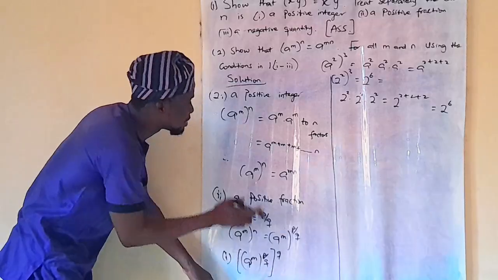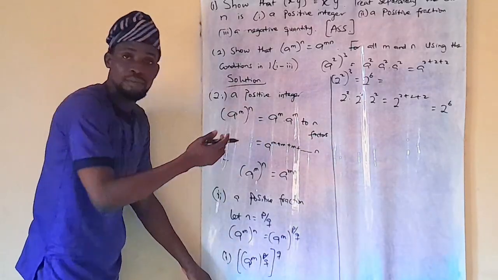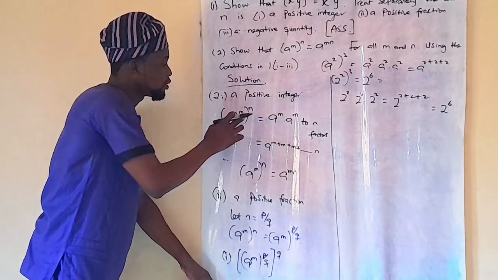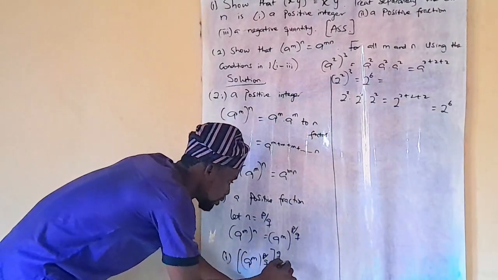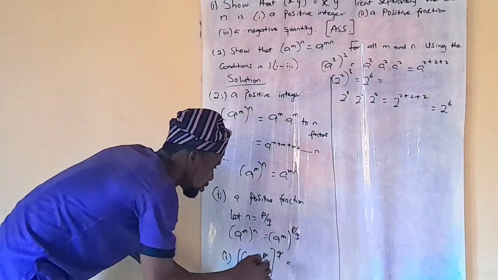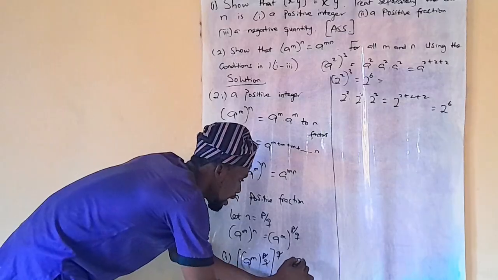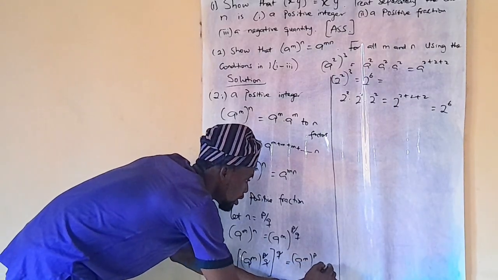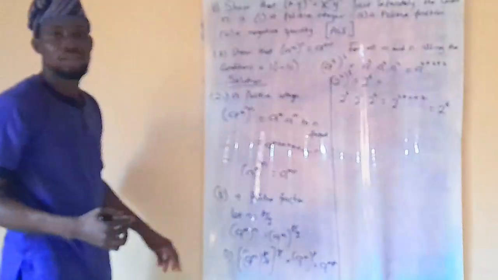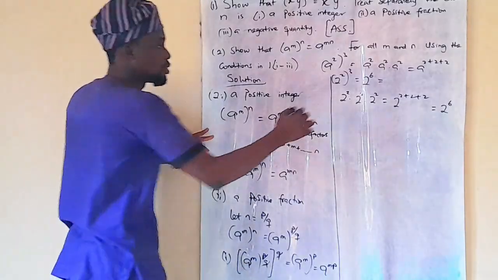Let me make it a whole number. That is the power of my a raised power m. Let it be whole. So in that case, this will cancel this out, leaving me with a raised power m, all raised power p, which is a raised power m times p, which is a raised power mp.